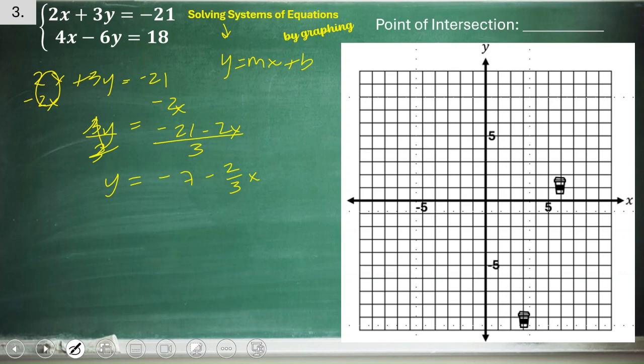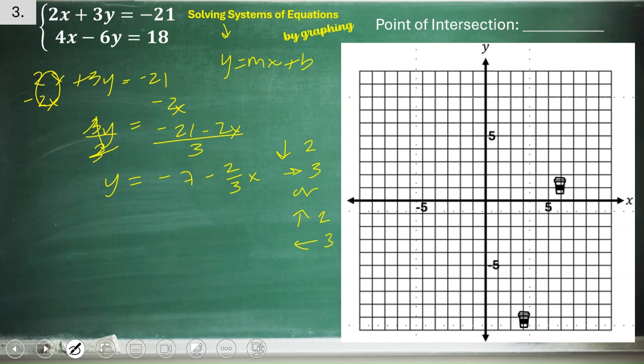Okay, so our y-intercept is negative 7. Our slope is negative 2 over 3. That means we are going to go down 2 for our slope, and we're going to run to the right 3, or we're going to go up 2 and we're going to run to the left 3. So when we have a negative slope, one of the movements has to be positive, one of the movements has to be negative. So let's have a look.